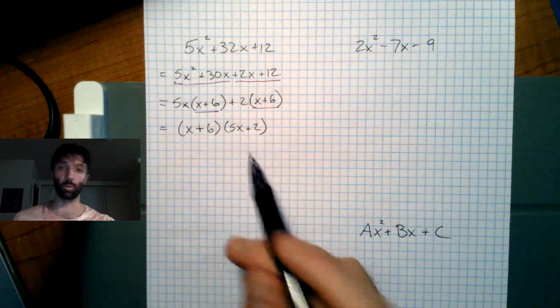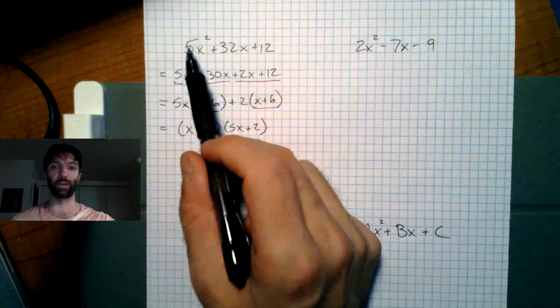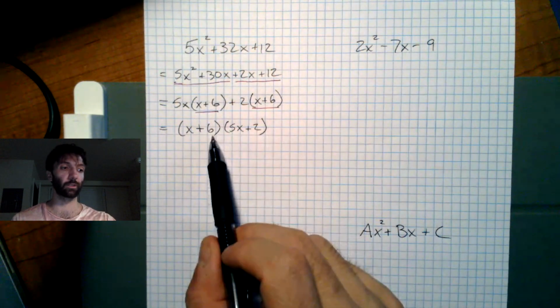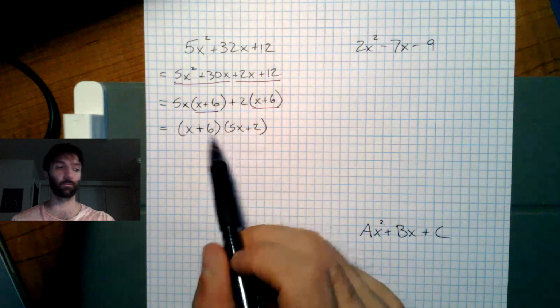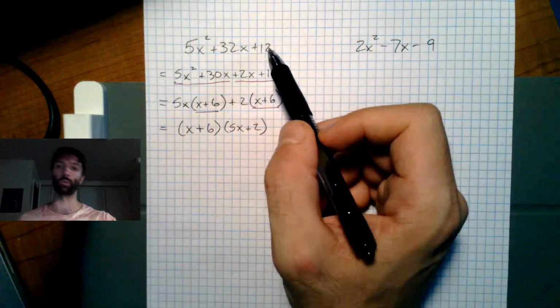If you want to check your work, you always can. You can do the distributive property. X times 5x gives you the 5x squared. X times 2 gives you the 2x. 6 times 5x gives you the 30x. That totals to 32x. And then 6 times 2 gives you the 12.